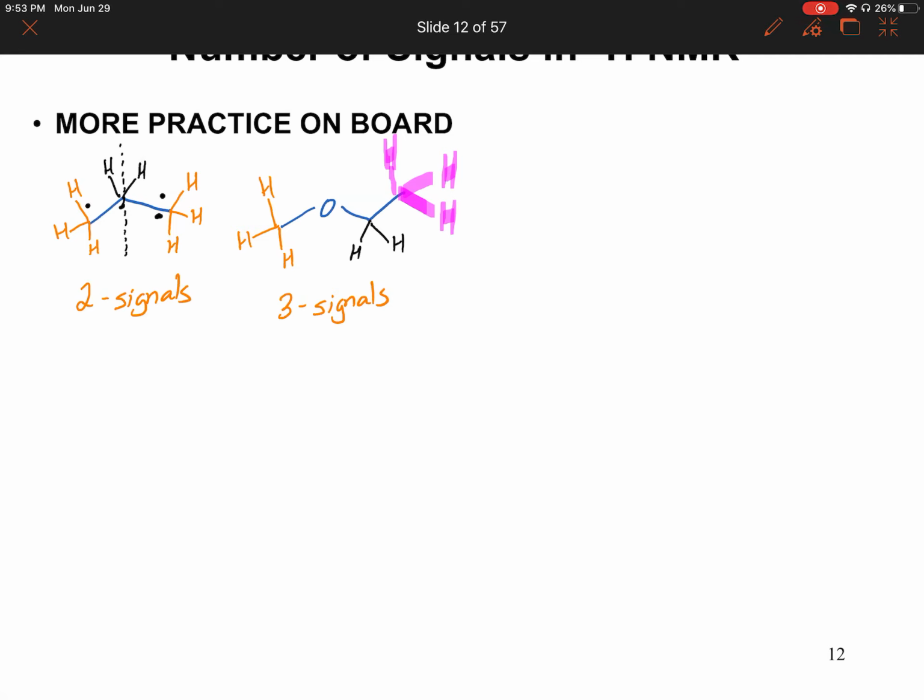So in this case, we have 3 signals, right? If we look at the orange hydrogens, those are on a carbon next to an oxygen, compared to the pink hydrogens, those are on a carbon next to a carbon, so different chemical environments there. And then these two hydrogens here that are on this carbon, those have an oxygen to one side and a CH3 to the other. It's a completely different chemical environment.